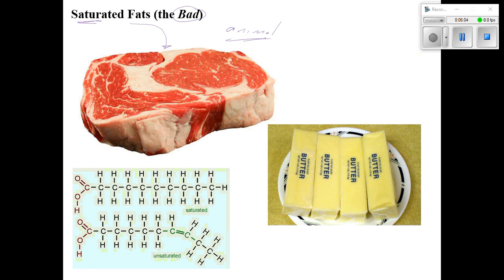Other animal sources as well, so pork and chicken would also be saturated fats, and the fats that you get from animals, including things like butter.